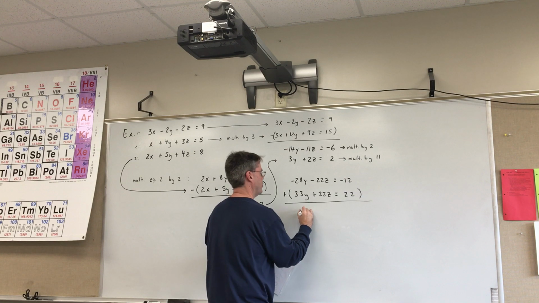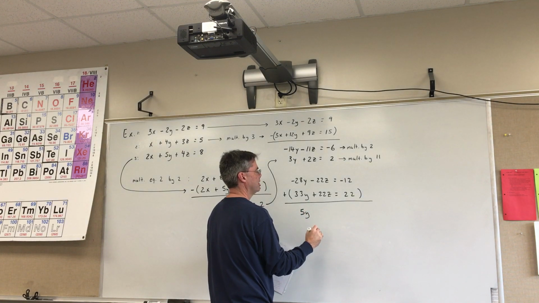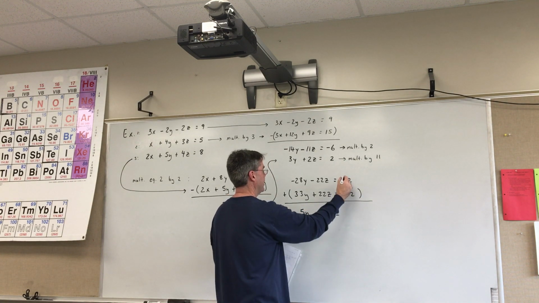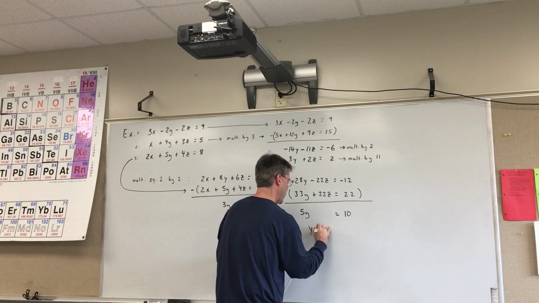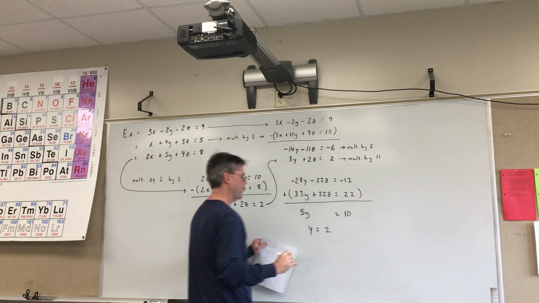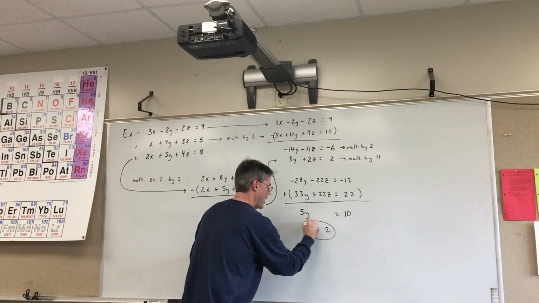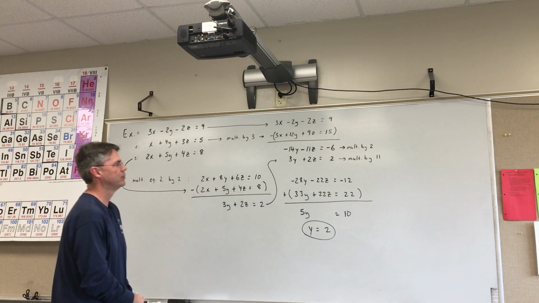Negative 28 plus 33 is 5y. The z's go away. Negative 12 plus 22 is 10. So finally we've got an answer for y. y is equal to 2.